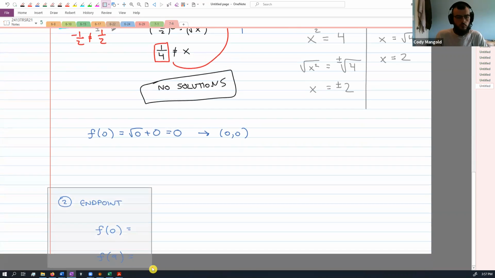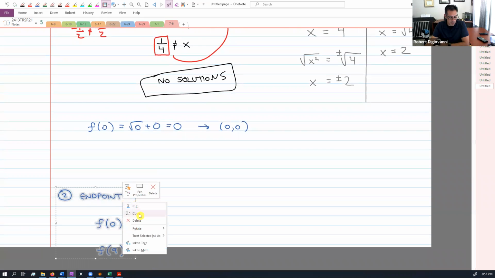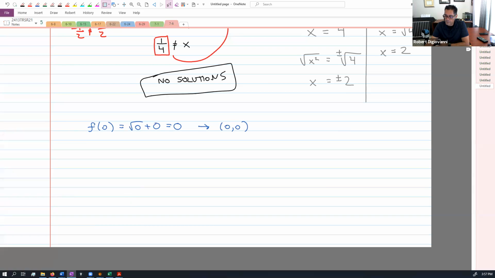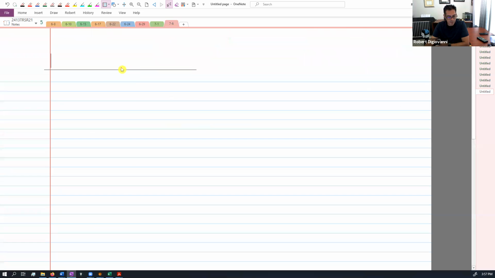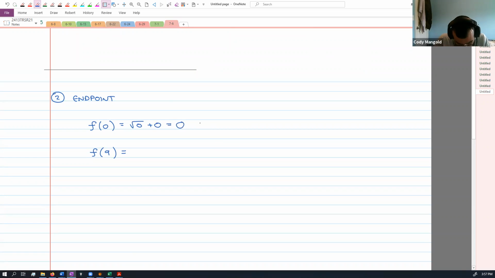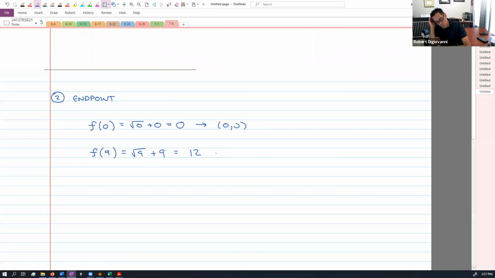Now we can move on to the next step, which is the endpoints. Got to go to the next page, sorry. If we plug in 0, we just plugged in 0, didn't we? Right, it's (0, 0), we know that. But what about 9? The square root of 9 plus 9 should get 12. So as a point, this is the point (9, 12).